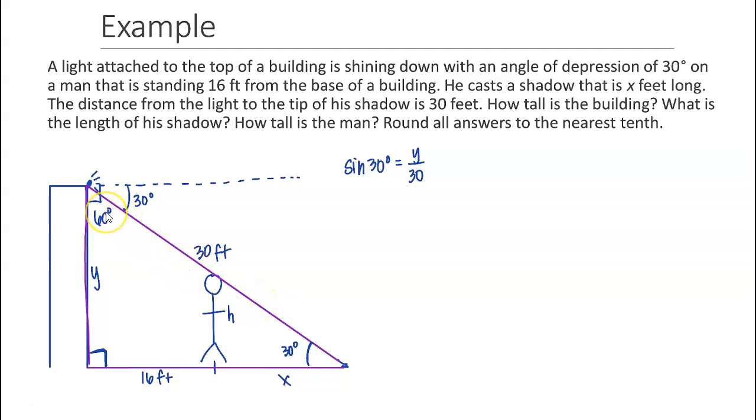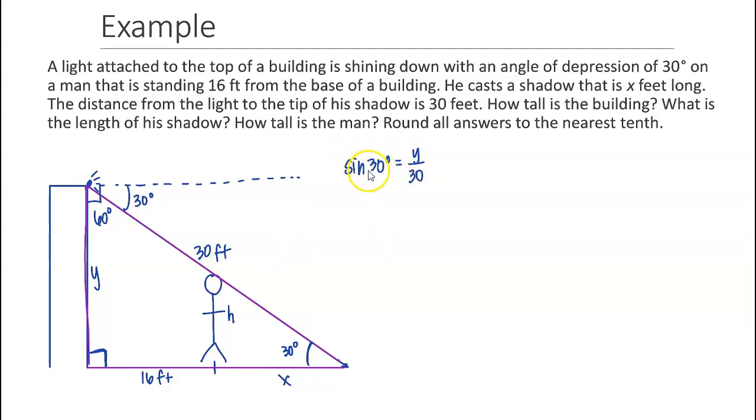Now, in case you were wondering, because there are multiple ways to find the values in this problem, what we could have used was 60 degrees. We could have said, I'm going to use 60 degrees and I want the adjacent side, which would be y, over the hypotenuse 30. So we could have done cosine of 60 is y over 30. Both would give us the same value.